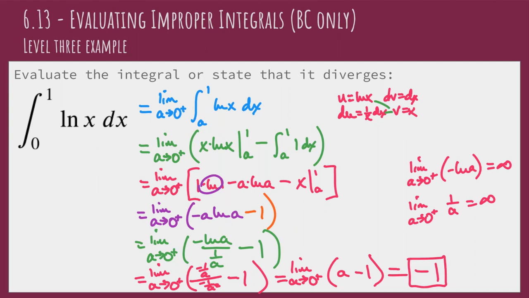So a very simple looking integral, but we had to use an improper integral. We had to use integration by parts. We had to use L'Hopital's rule and put all of that together to determine that the area between the x-axis and the natural log function and the y-axis, this area right here, which is infinitely tall, is just negative 1. It has an area of 1, but it's below the x-axis, so it's negative 1.